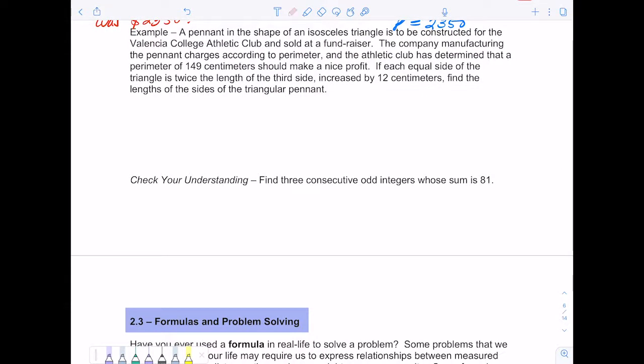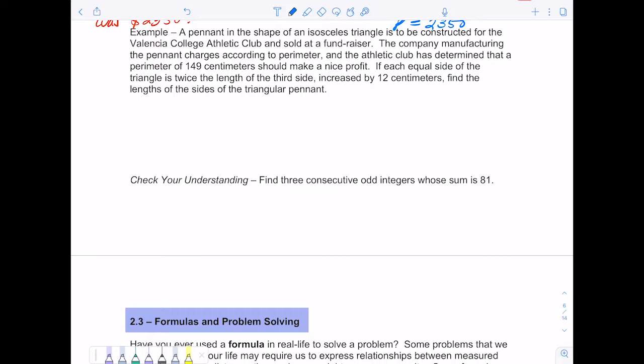In the last example, it says a pennant in the shape of an isosceles triangle is to be constructed for the Valencia College Athletic Club and sold at a fundraiser. The company manufacturing the pennant charges according to perimeter, and the athletic club has determined that a perimeter of 149 centimeters should make a nice profit. If each equal side of the triangle is twice the length of the third side, increased by 12 centimeters, find the lengths of the sides of the triangular pennant.